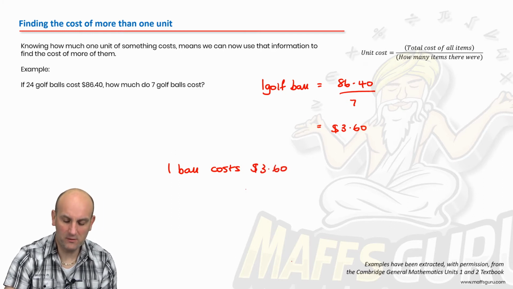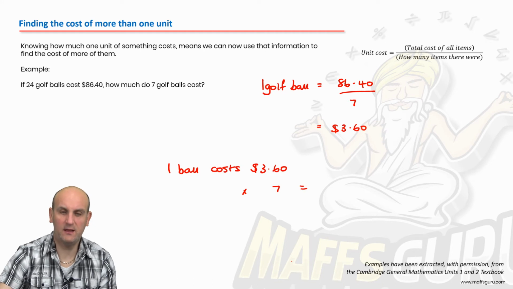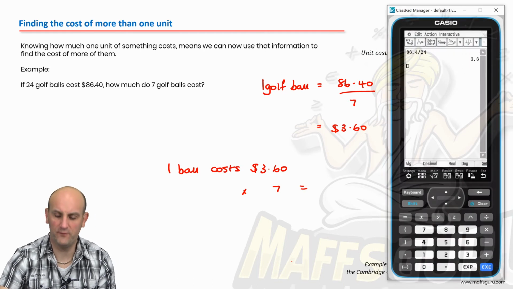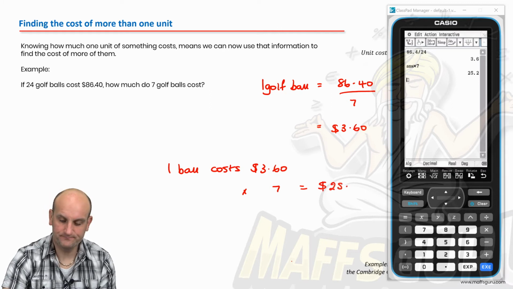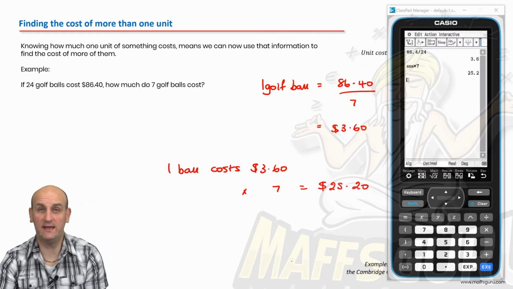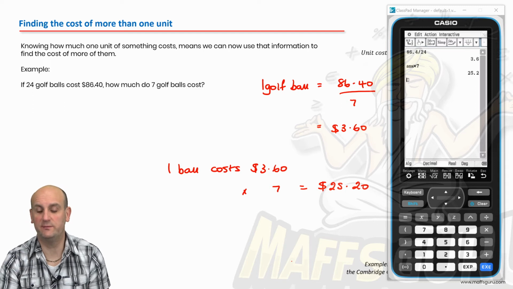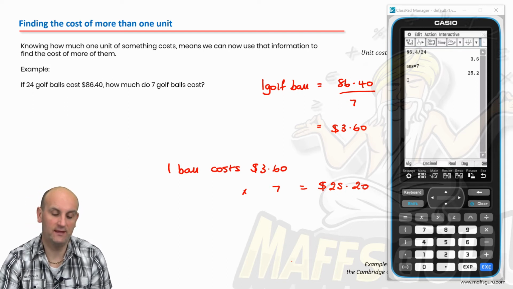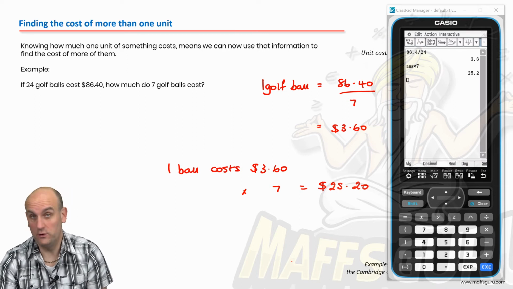$3.60. If I multiply that by 7, I am going to get the stunning value of, times my previous answer by 7, $25.20. And again, look at that calculator. Does it show me 2 decimal places? No. Am I dealing with money? Yes. So I have to make sure there that I use the right thing.